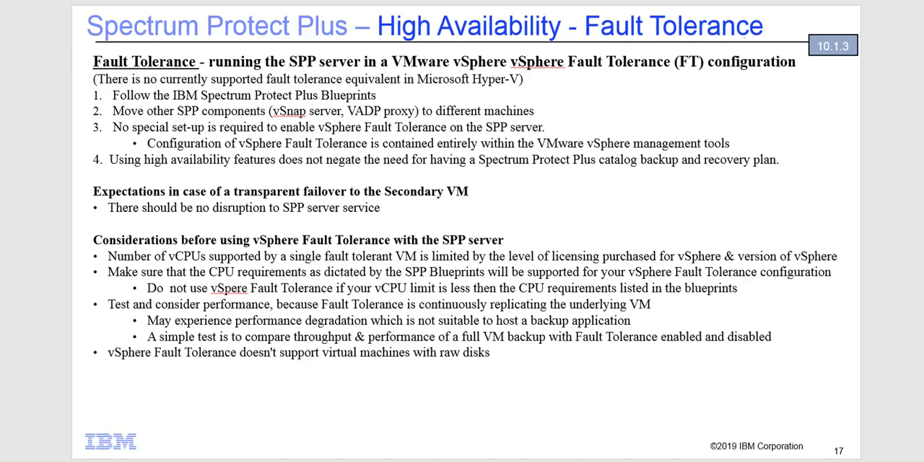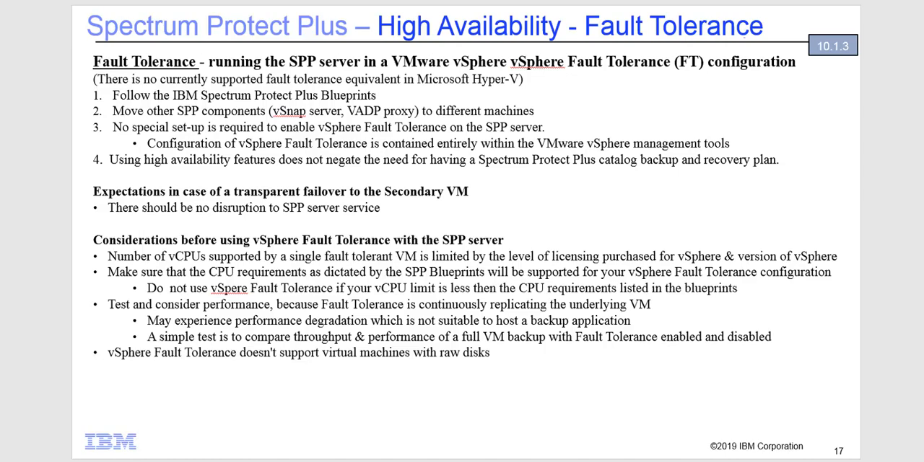Now, some considerations before using vSphere fault tolerance with the Spectrum Protect Plus server is you've got to look at the number of virtual CPUs that are supported by a single fault-tolerant virtual machine and what that is set to in the level of licensing that you've purchased for vSphere. This is also going to be dependent on the version of vSphere you're running. And so make sure that the CPU requirements as dictated by the Spectrum Protect blueprints are still met and that you're not having to reduce them in order to use fault tolerance.